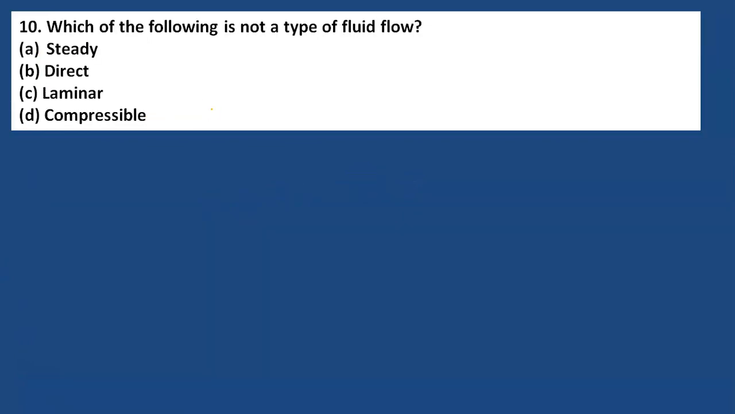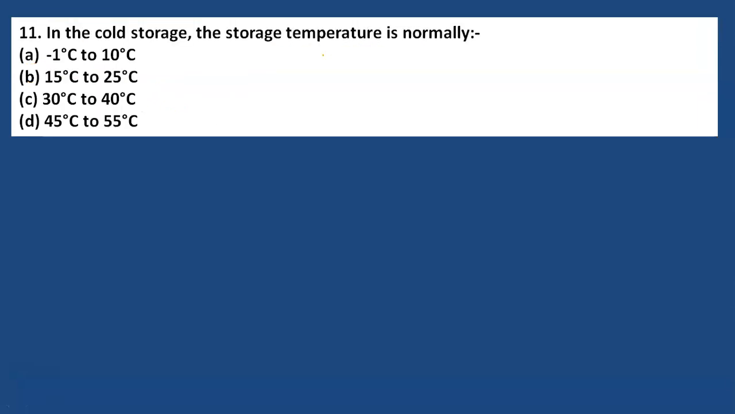Okay, next question. Which of the following is not a type of fluid flow? So there will be a steady flow, laminar flow and compressible flow, but there is no direct flow. Okay, option B is the correct answer for this question. It is not a type of fluid flow. So next question. In the cold storage, the storage temperature normally varies from minus 1 degree Celsius to 10 degrees Celsius. Okay, for cold storage structures, option A is the correct answer.